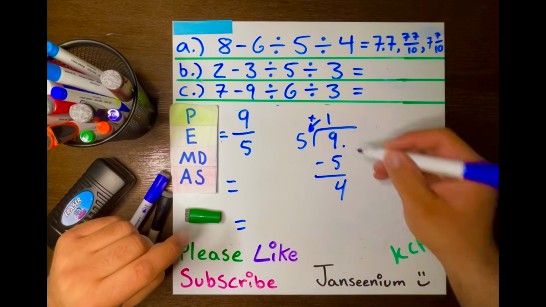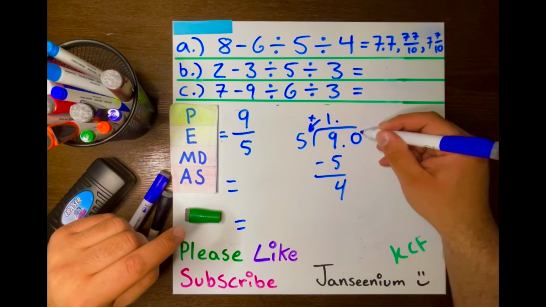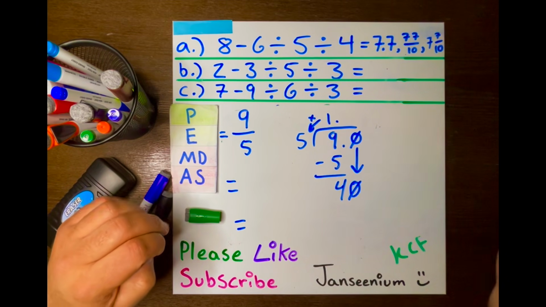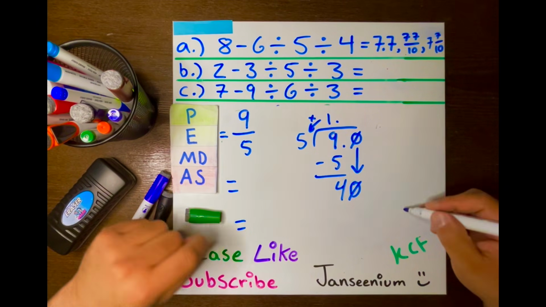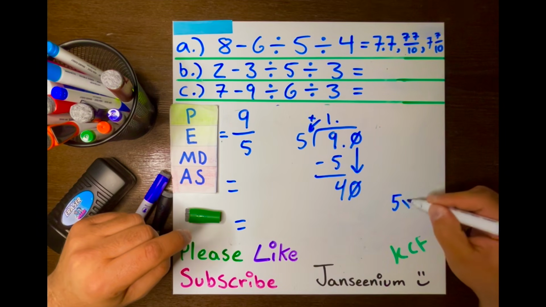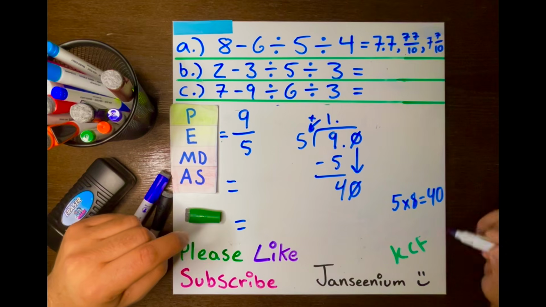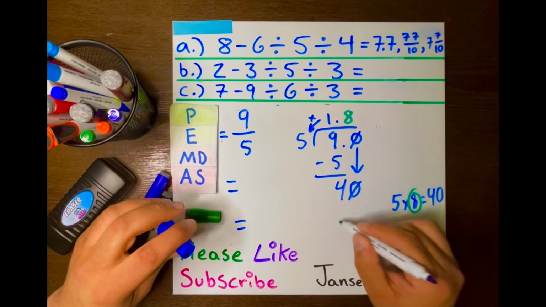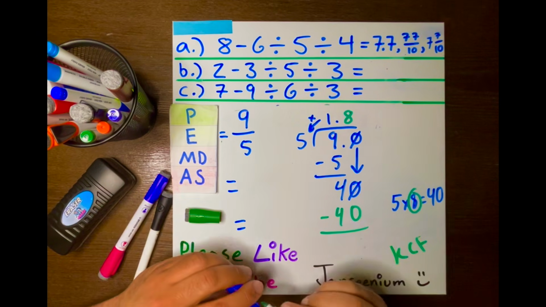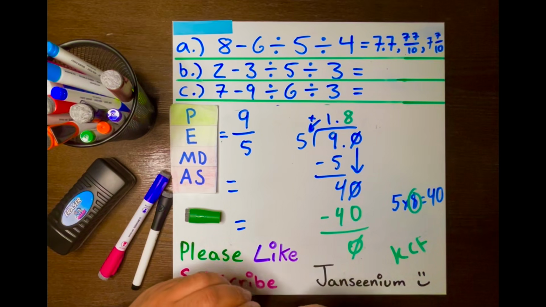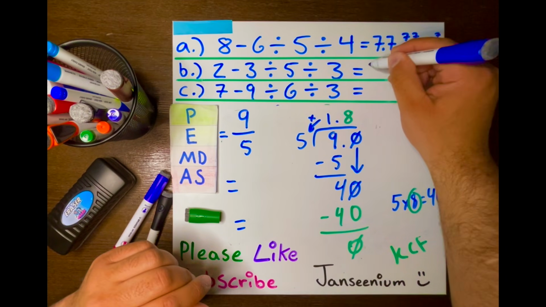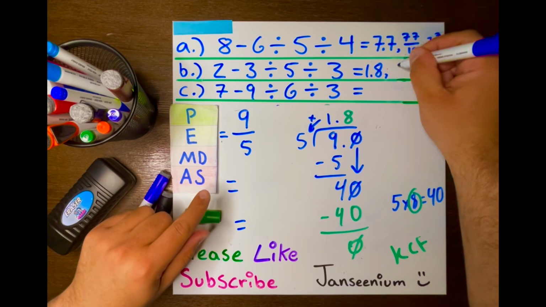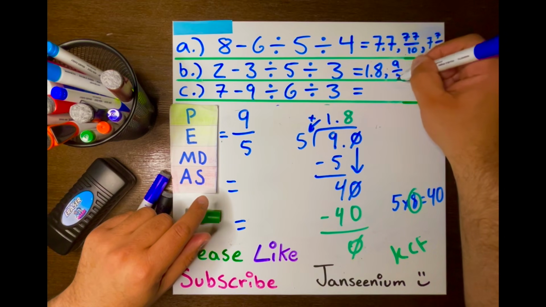So we add a decimal after the 9. After the 1, we write a 0 there. We bring it down, give it to the 4. Now the 4 becomes 40. How many times can 5 fit into 40? Well, I know 5 times 8 equals 40. So 8 it is. So we write this number here. And then 8 times 5 is 40. And then 40 minus 40 is 0. So your decimal answer is 1.8. The improper fraction answer is 9 over 5.